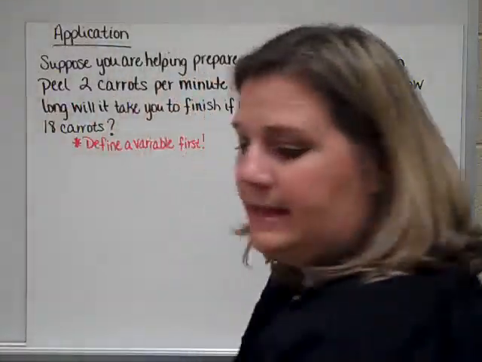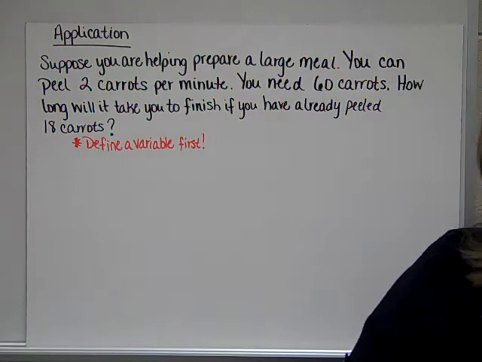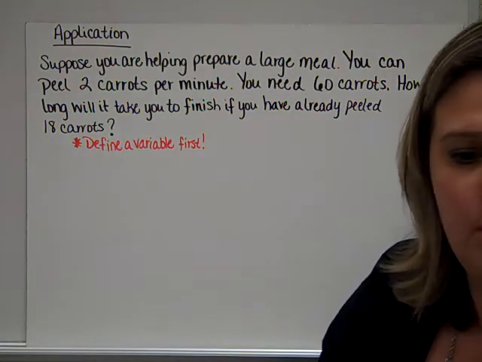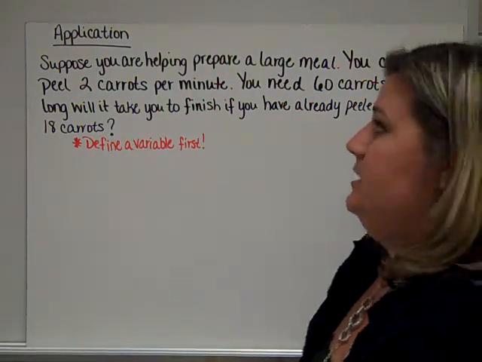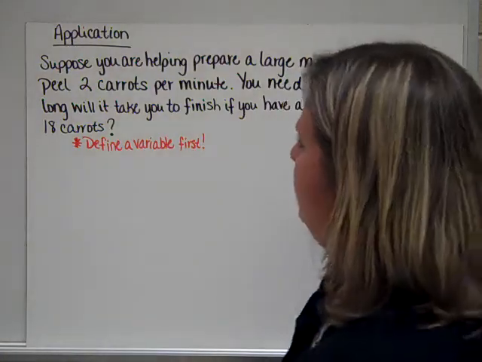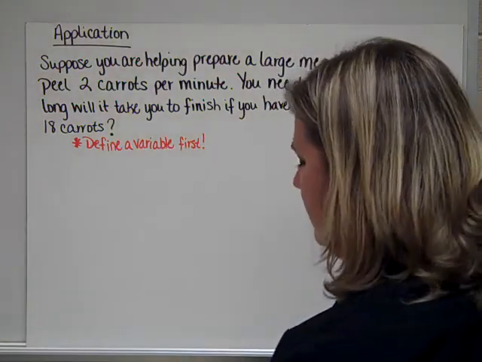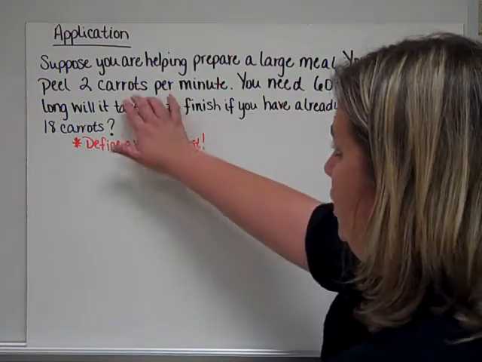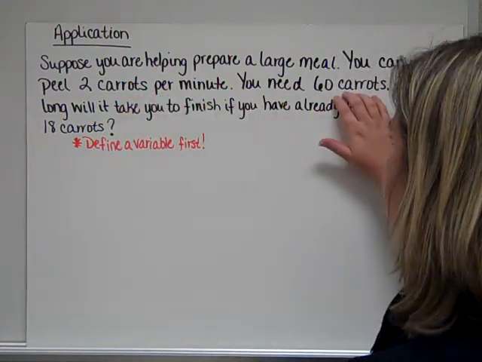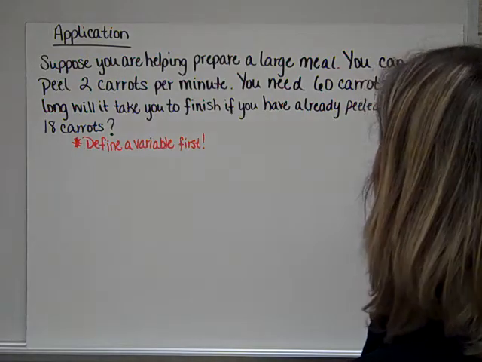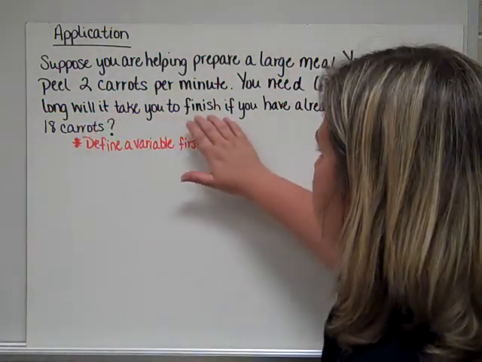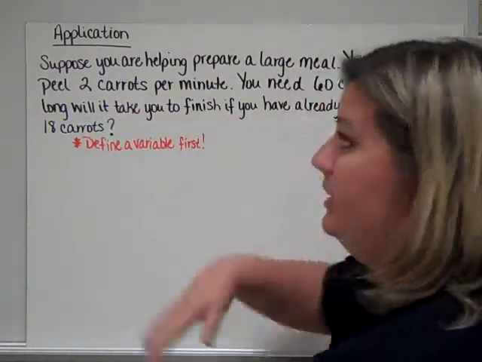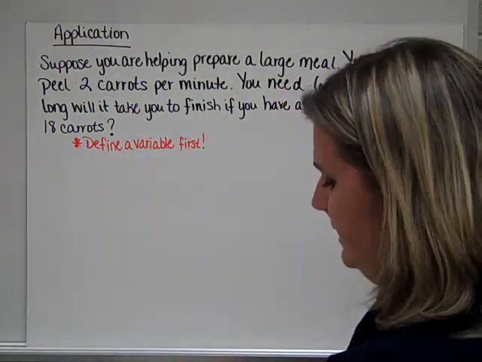All right, last problem. It is an application problem. Suppose you are helping prepare a large meal. You can peel 2 carrots per minute. You need 60 carrots. How long will it take you to finish if you have already peeled 18? So we've already done 18.